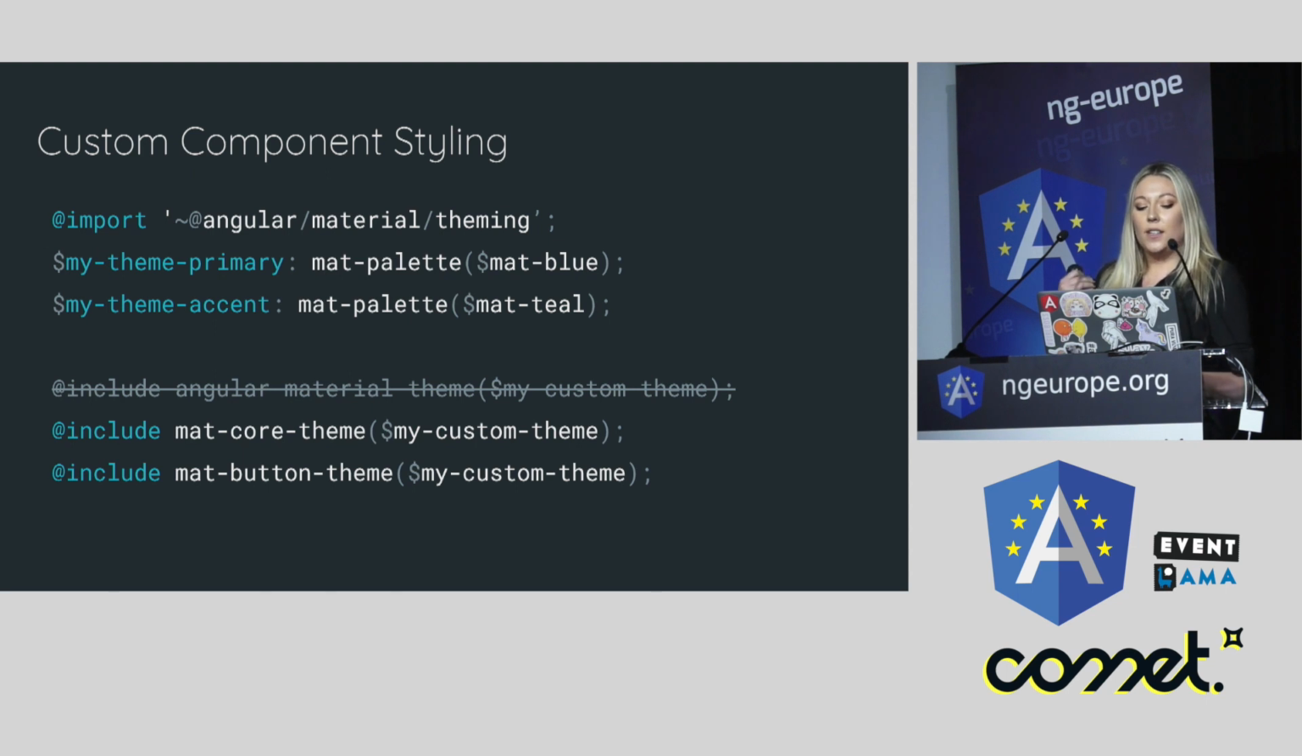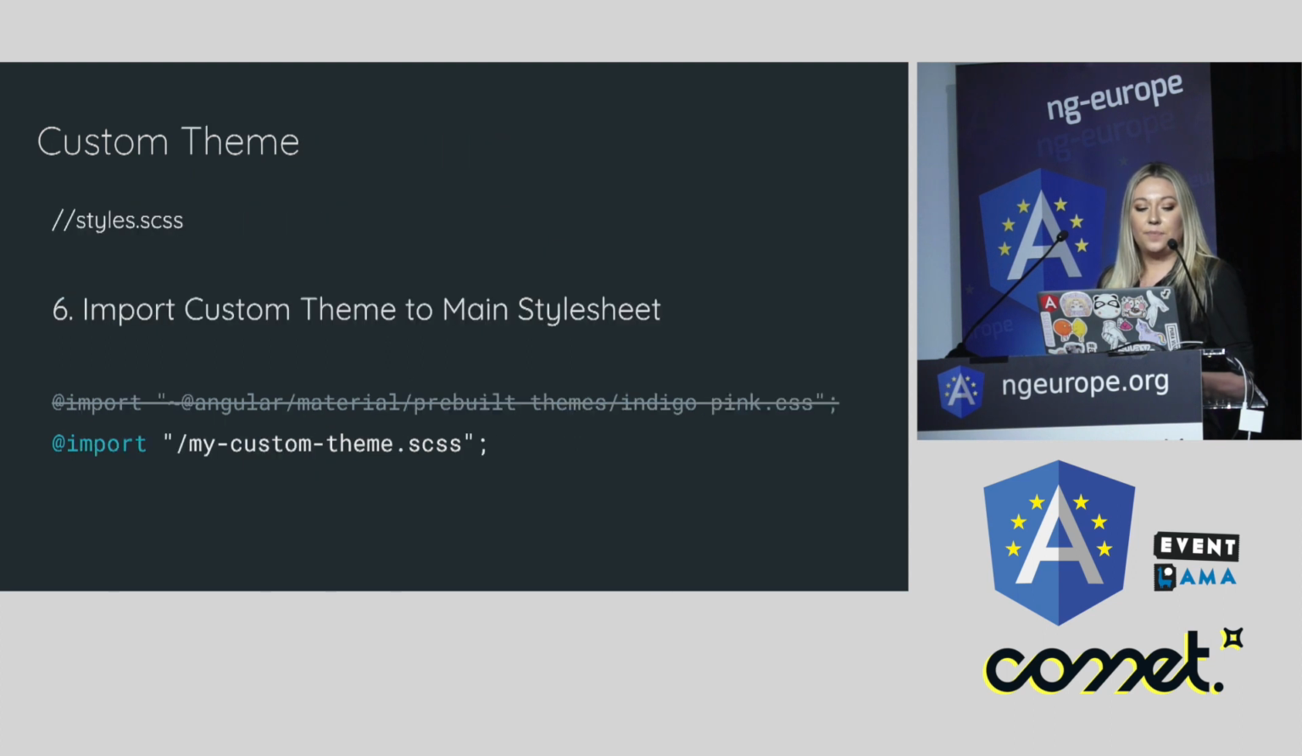And then instead of including the Angular Material theme mixin, you want to include the mat-core-theme. So this one includes very standard and high-level things, like, for example, ripple effects. So you want to do that instead of the big one, the entire Angular Material theme mixin. And then from there on, you just pass in your custom theme to the mat-button-theme, which would be that specific component, or whatever specific component you want to style and change.